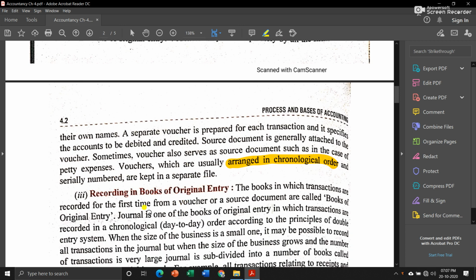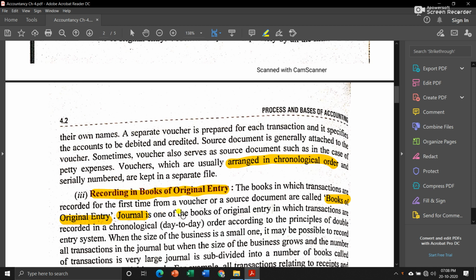The next step is recording in books of original entry. After preparing vouchers, we have to enter the transaction, or record it in the journal. Books of original entry, that is, the journal.